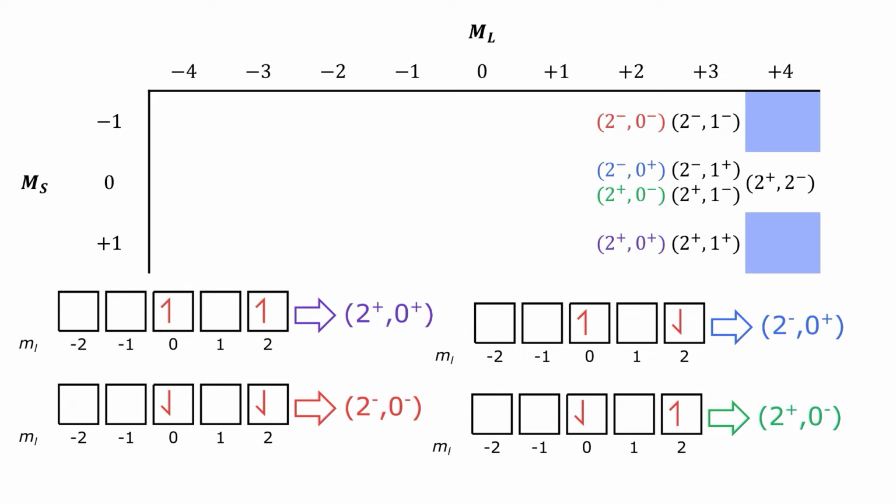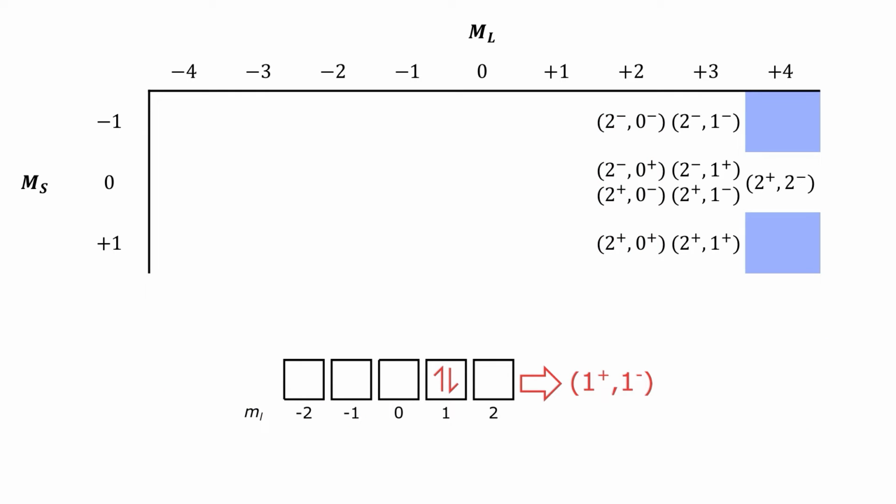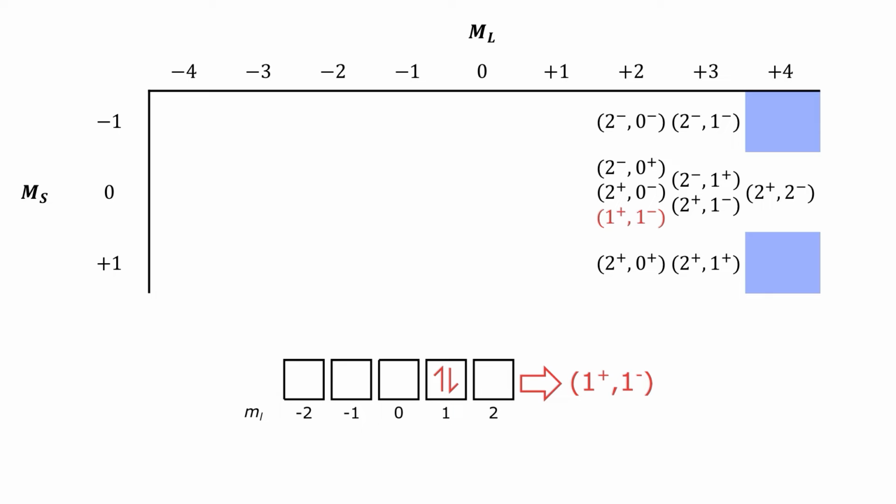But of course, this isn't the only way to get capital ML values of 2. It can also be done by putting 2 electrons in the +1 orbital, giving a third microstate with the ML value of 2 and the MS value of 0. And remember, it will only add a microstate to ML as 2 and MS as 0 due to the Pauli exclusion principle, as the electrons must have opposite spin if they are to be in the same orbital.